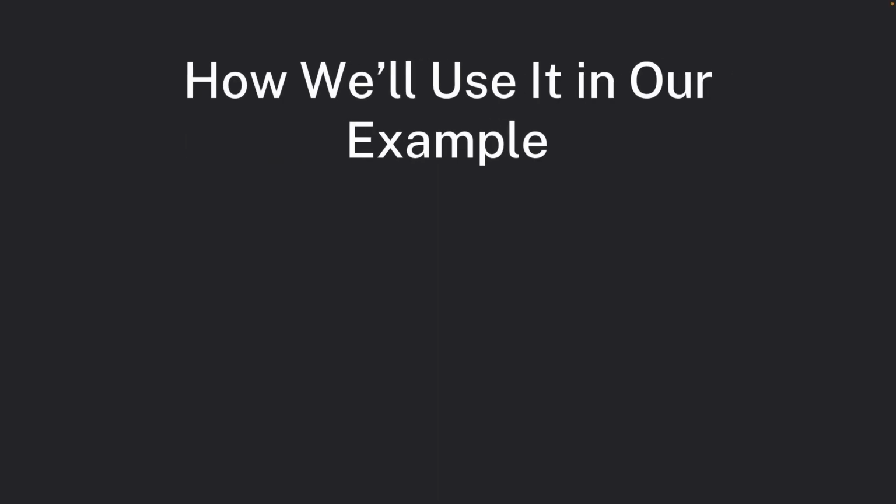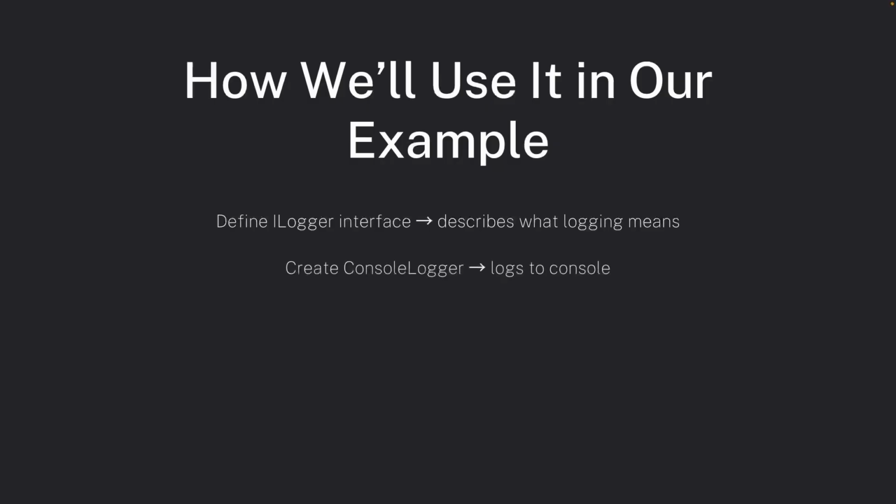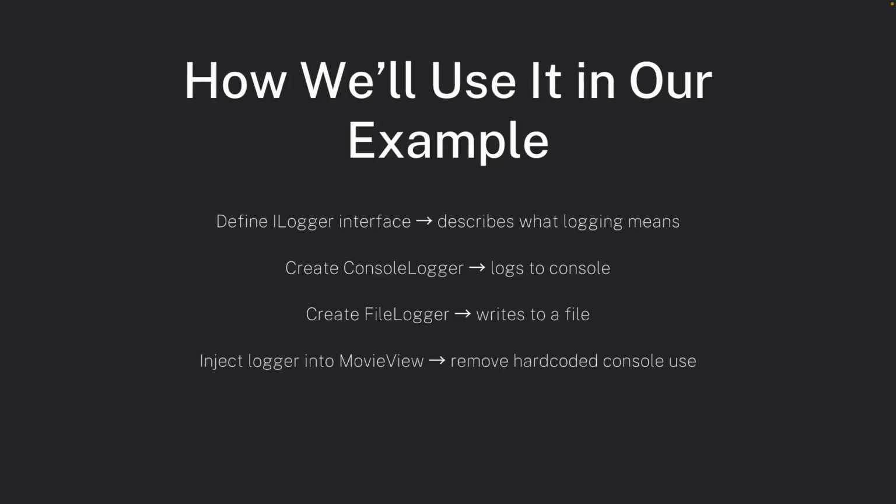To make this possible, we'll define an ILogger interface. It will describe what it means to log without caring how it's done. Then we'll create 2 implementations, a ConsoleLogger that logs to the console, and a FileLogger that writes logs to a file. Finally, we'll inject this logger into our MovieView so that the view no longer hardcodes the logging method. This makes our system more flexible, easier to test, and much easier to extend later.